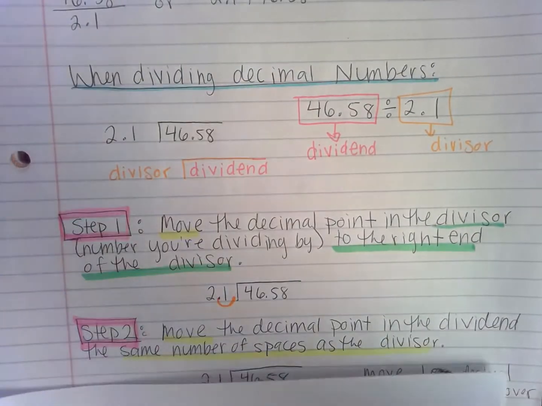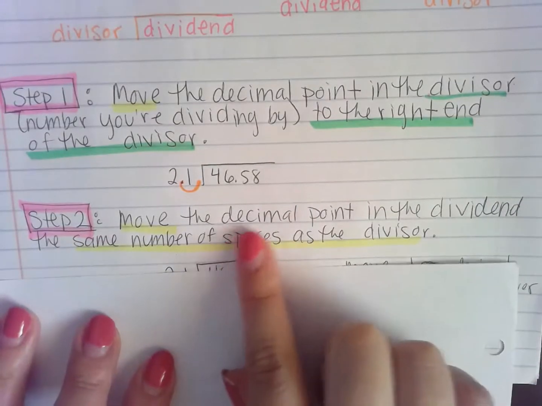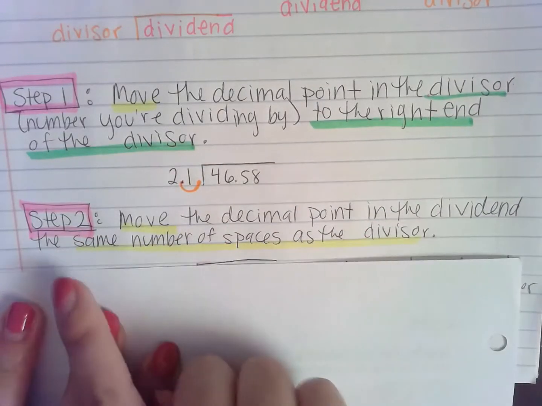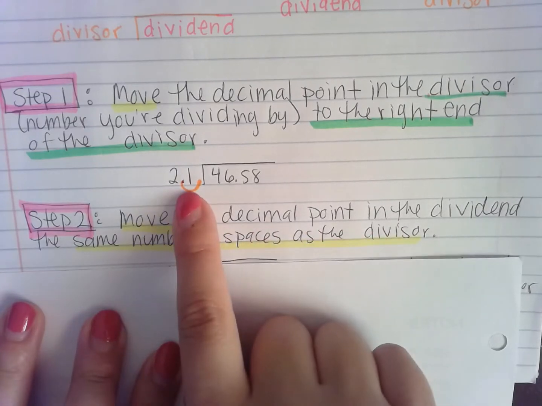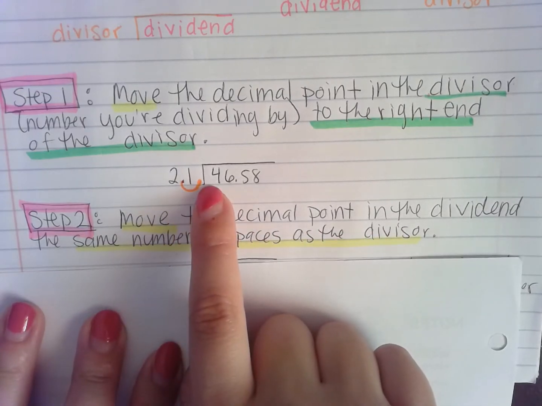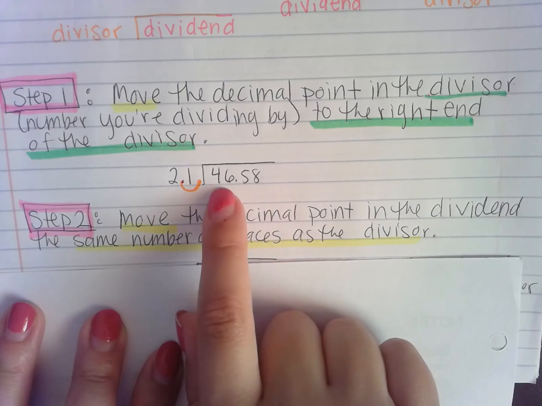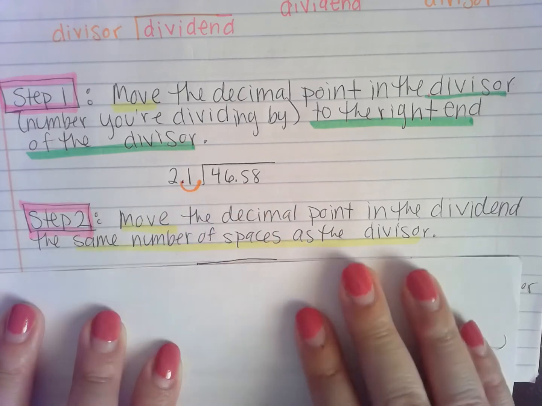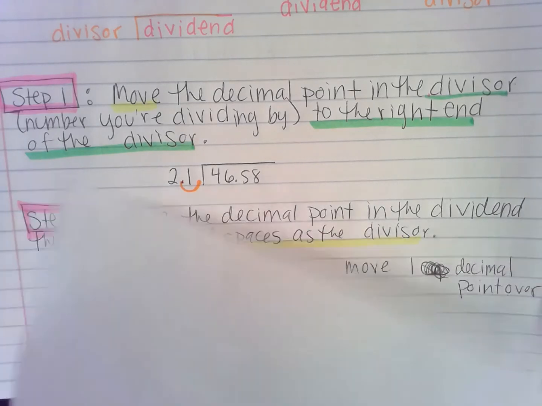Step number 2, let me make this closer. Move the decimal point in the dividend the same number of spaces as the divisor. So how many spaces did I move here? Once. And that's exactly what you're going to do in the dividend. So instead of 46.58, we're going to have 465.8. And that's exactly what I did. I just moved it one space, so I moved the decimal point over once.